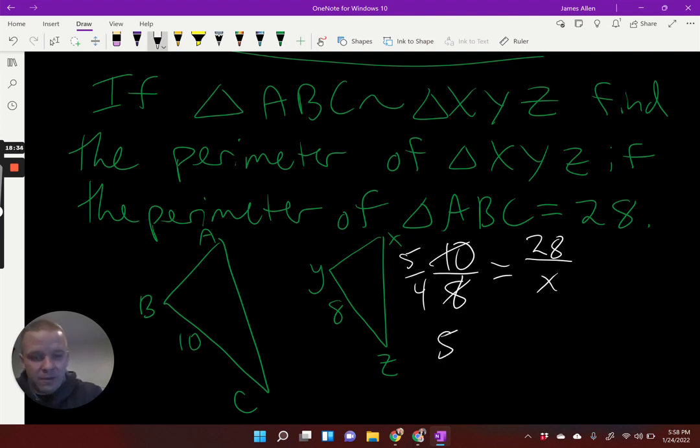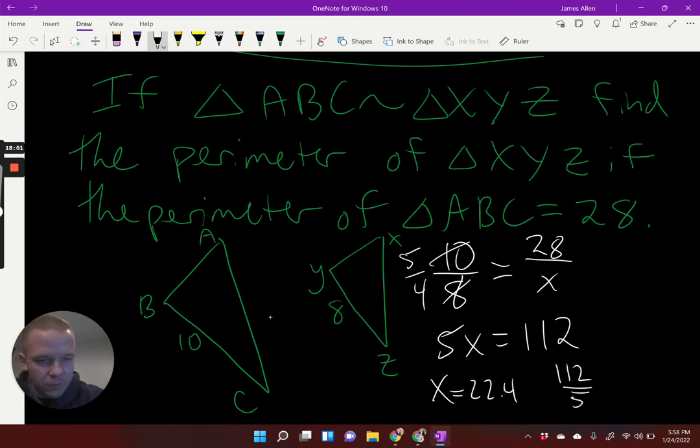All right, so I get 5X, and then we get 112. Just checked it out on the TI-84. We're good. So I get 112, and I'm going to divide that by 5. Now we'll either get 22.4, or we can just leave it as 112 over 5, which you cannot simplify. So boom, there's my perimeter of triangle XYZ.